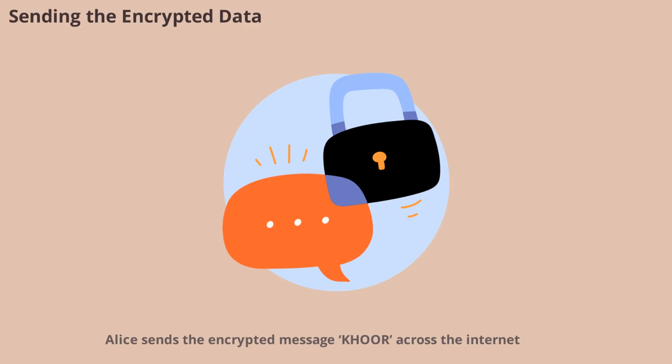Alice sends the encrypted message, KHOOR, across the internet. Even if someone intercepts this message, they won't be able to make sense of it without knowing the secret key. This is the core strength of symmetric encryption. The data is protected during transmission, and only those with the key can unlock its meaning. The message remains safe from eavesdroppers and attackers.